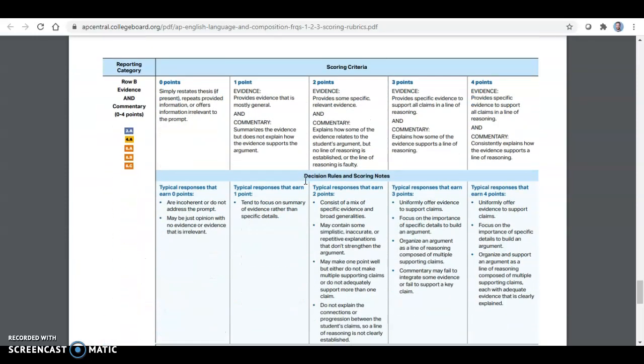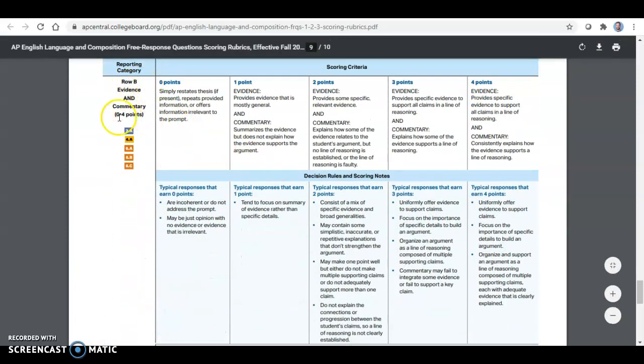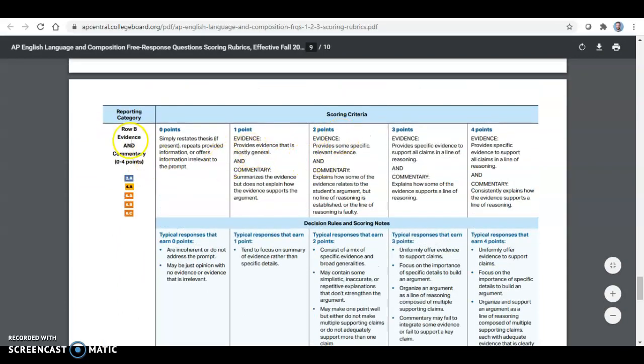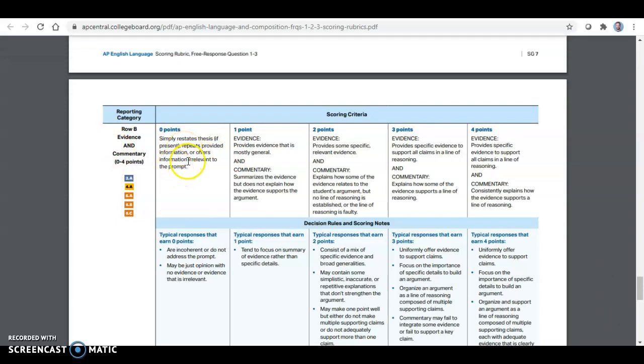Okay, this is where you get the most number of points, and this is 0 to 4. This is for the evidence and the commentary. Again, 0 points if you just restate the thesis, if it's present, or you repeat provided information, or you offer information irrelevant to the prompt. You get 1 point if you provide evidence and commentary, or where the evidence is mostly general.